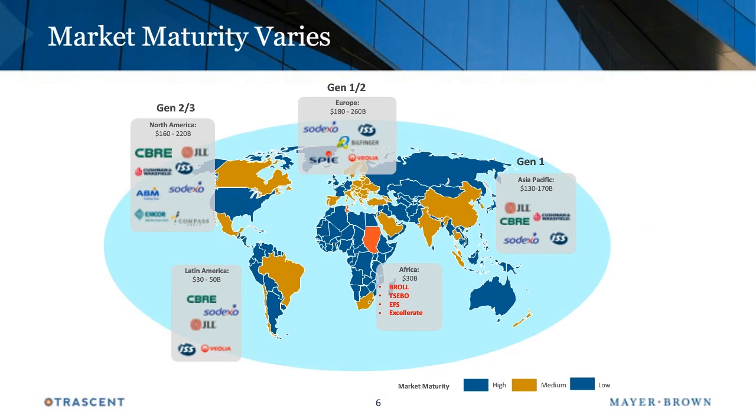This is a snapshot of the maturity of the market from Trascent's viewpoint. It's a global industry where companies are outsourcing real estate and facilities management in Asia, EMEA, the US, LATAM. But it's also a market that varies geographically considerably as well. And within a region, there can be countries that are more mature and less mature as well.